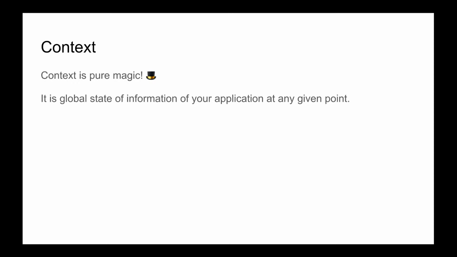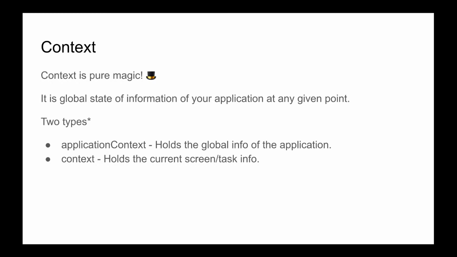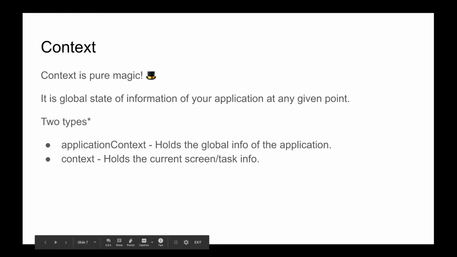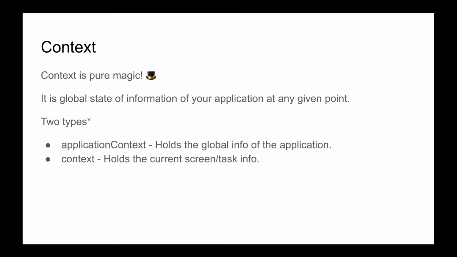That is context. There are a lot of types of context that people need to know, but for us, two types are really important: application context and the normal context that we have. The application context is a long-lived context, and the normal context is limited to an activity or a service that is running right now. So application context spans across all the screens of your app, and context is limited to just one screen. That is the main difference that we need to know at this point, and nothing more than that.